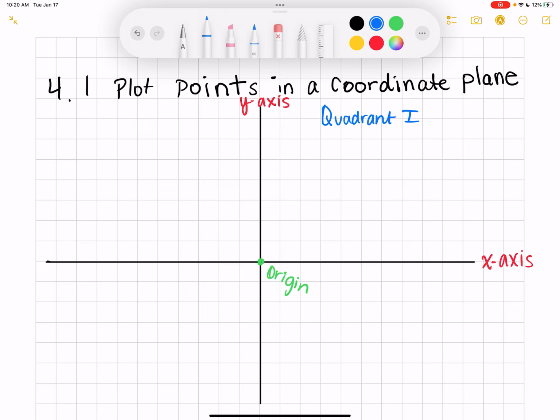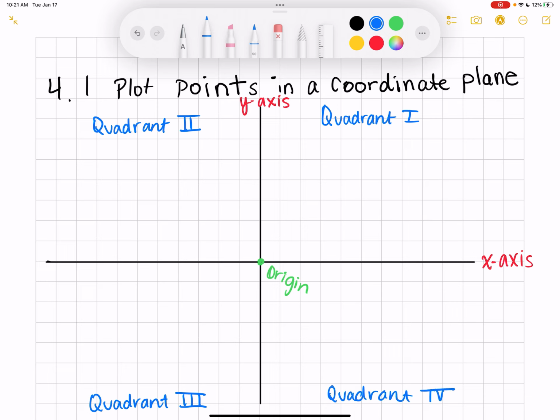And they label them with Roman numerals. I don't really care that much if you do Roman numerals or numbers, but they do Roman numerals. This one going to the left, so they're going counterclockwise, is quadrant 2. Then following, this next one is quadrant 3. And then the last one over here is quadrant 4.